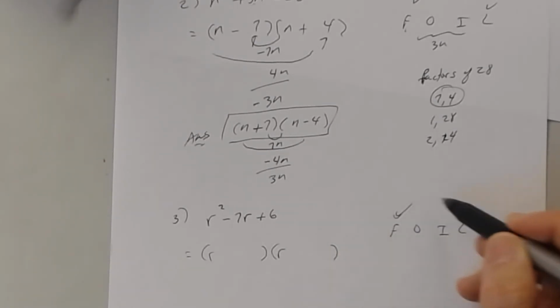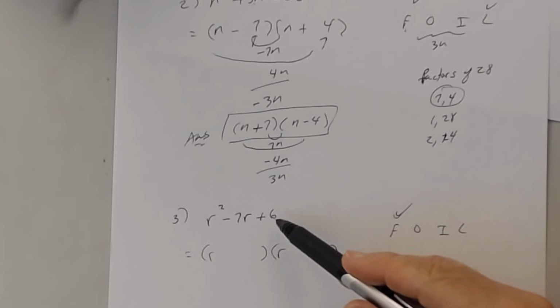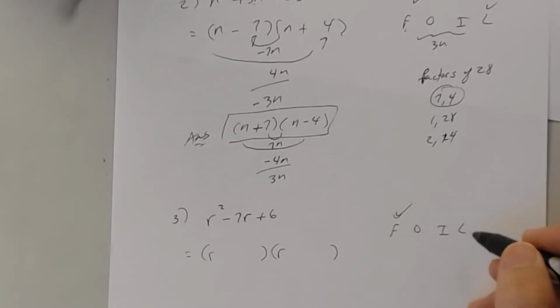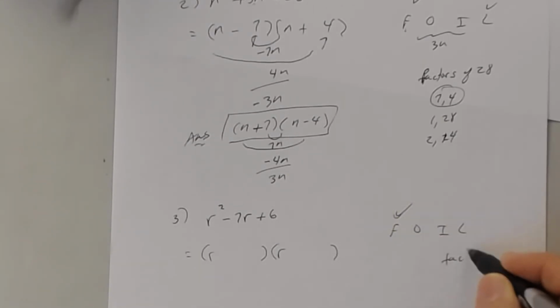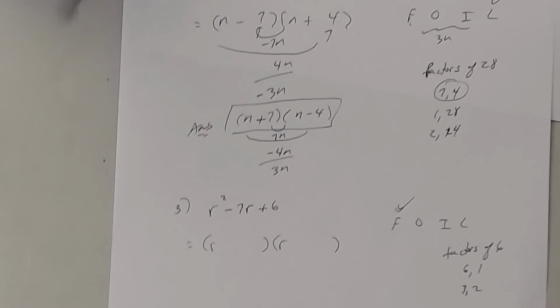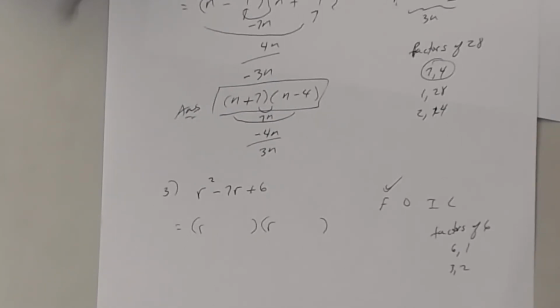Now let's go to the L. So my last is 6. So I need to find factors of 6. So 6, 1, 3, 2, right? Okay. Let's try 3, 2. Let's try 3, 2.